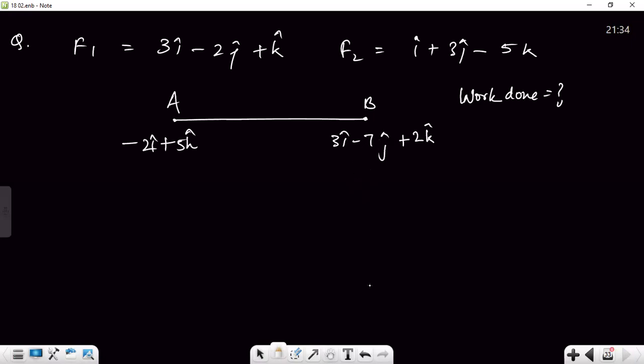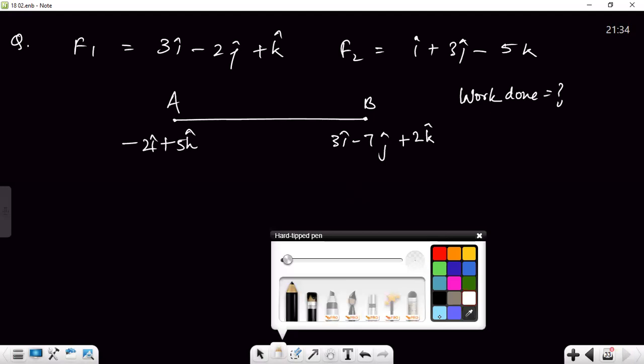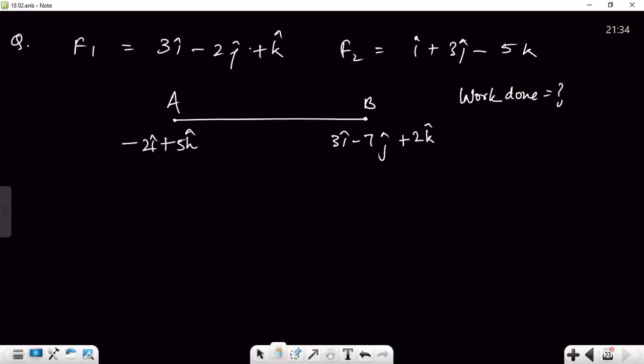Do you know the formula of work done? Class 10th. Does anyone remember the formula of work done? Force into displacement. Yes. Work done is the scalar product of force and the displacement.